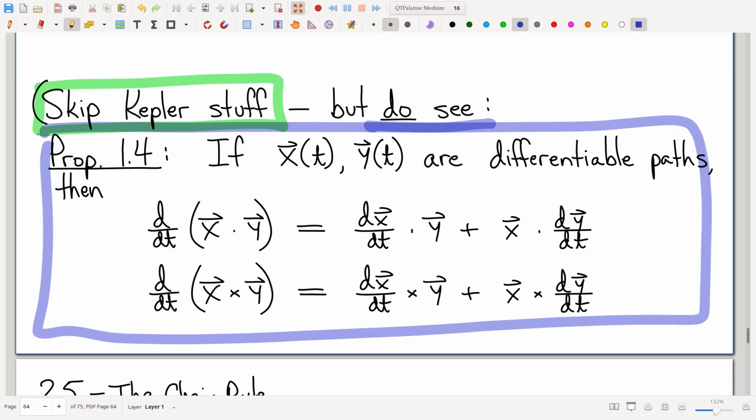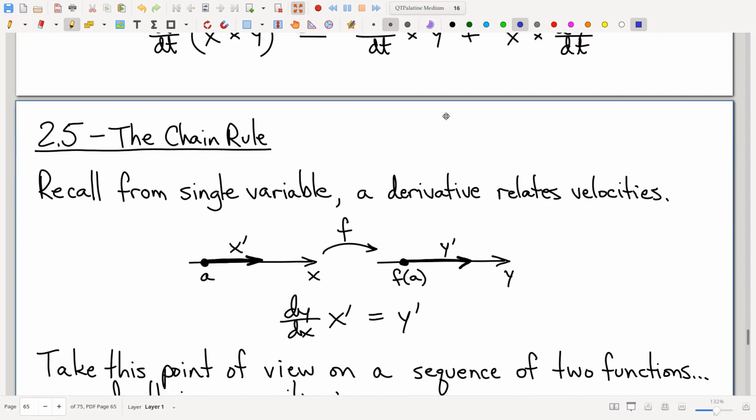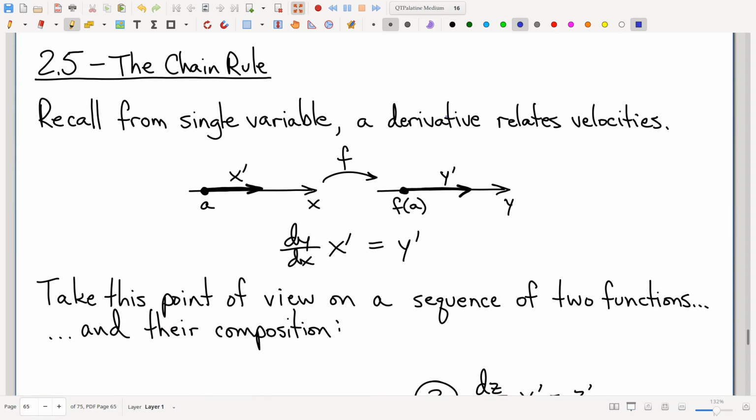So I'm going to call these good news, but do make sure that you're aware of them, and everything else in the Kepler area you're not responsible for. Okay. All right, so that finishes 3.1. Moving on to the chain rule.